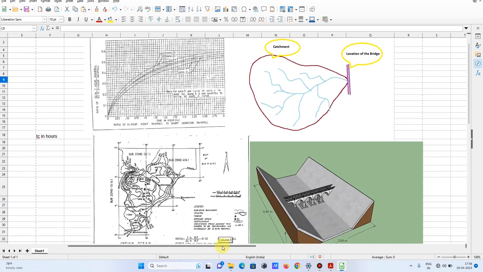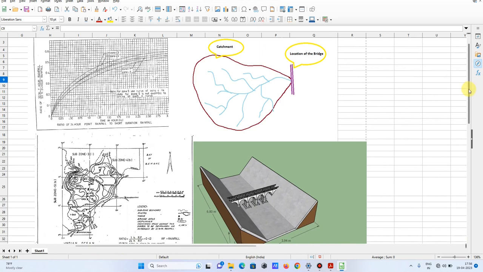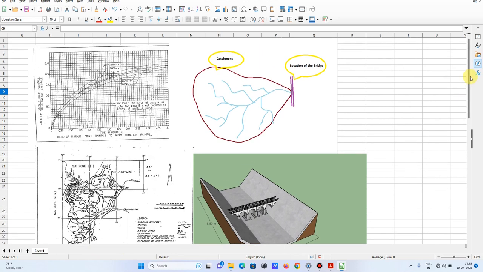Let's understand more about RBF-16 hydrology. The RBF-16 hydrology is mostly used in the design of railway bridges. Suppose I want to propose or analyze an existing bridge or a proposed bridge at this location. I need to delineate the catchment on the upstream of it, all the catchment which is contributing flow to this intersection point.